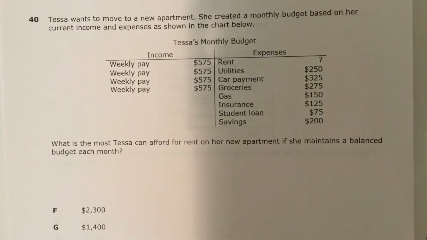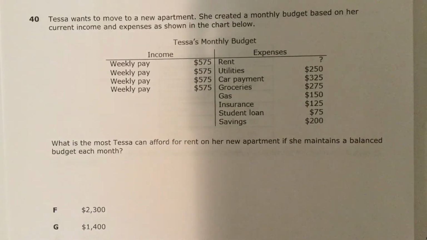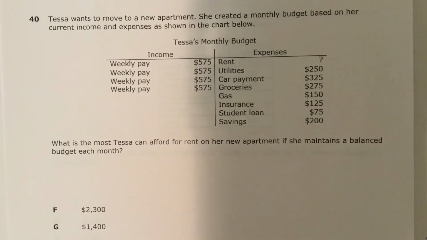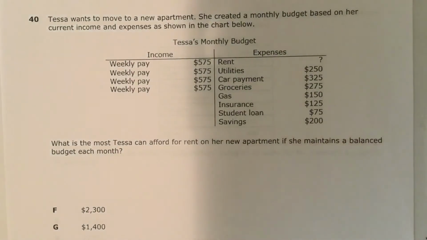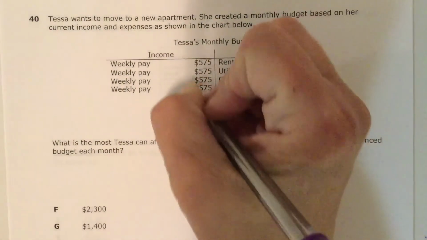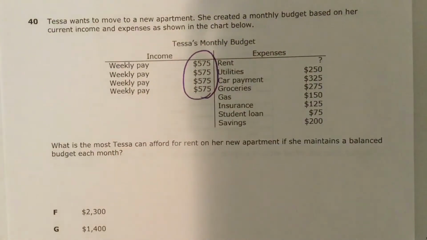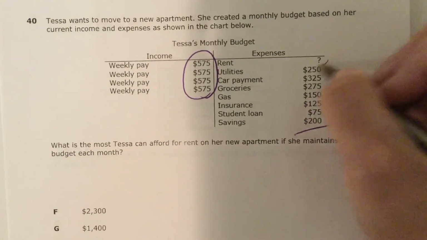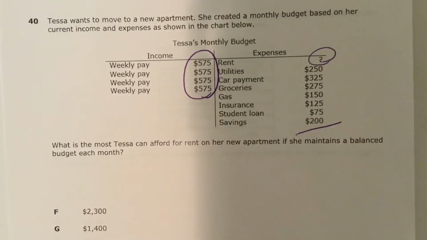Number 40. Tessa wants to move to a new apartment. She created a monthly budget based on her current income and expenses as shown in the chart below. What is the most Tessa can afford for rent on her new apartment if she maintains a balanced budget each month? All right, so this is her income. This is what she has coming in each month. These are her expenses minus the rent because we don't know what that's going to be yet.